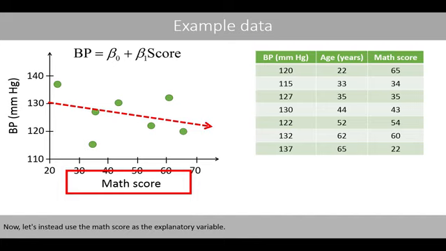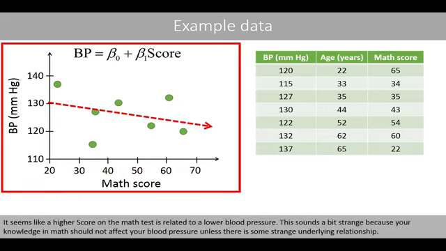Now, let's instead use the math score as the explanatory variable. It seems like a higher score on the math test is related to a lower blood pressure. This sounds a bit strange, because your knowledge in math should not affect your blood pressure unless there is some strange underlying relationship.